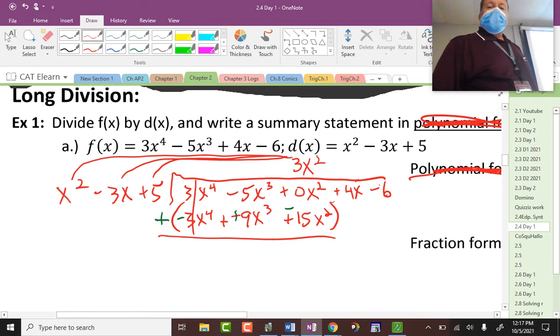Okay, and then that's the biggest missed thing, the not subtracting. Minus 15x squared plus 4x.